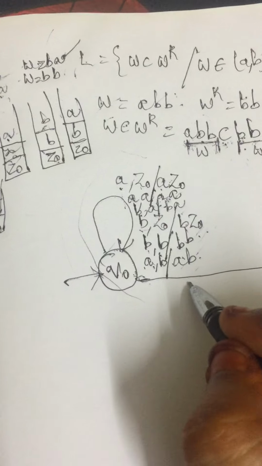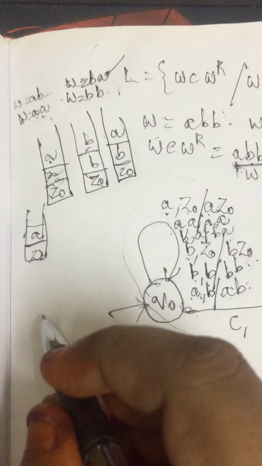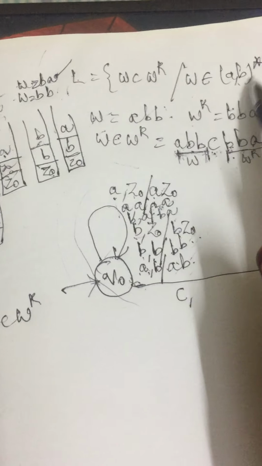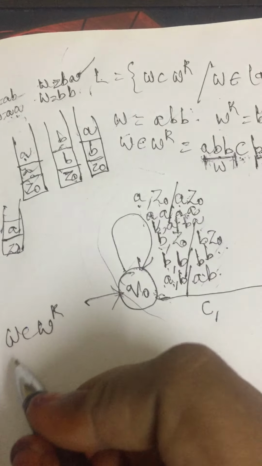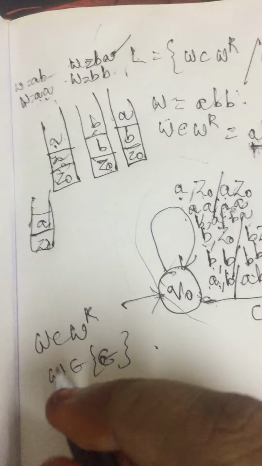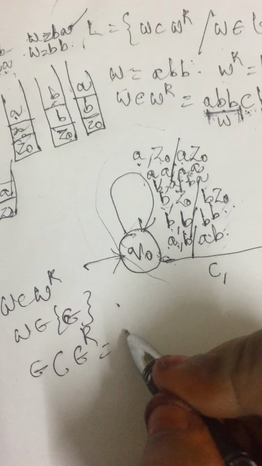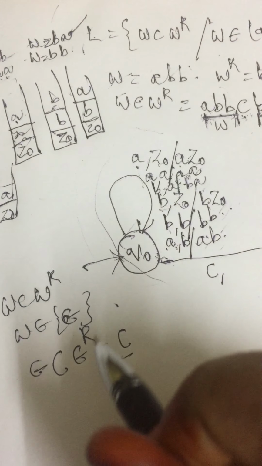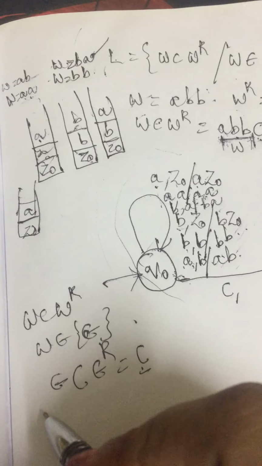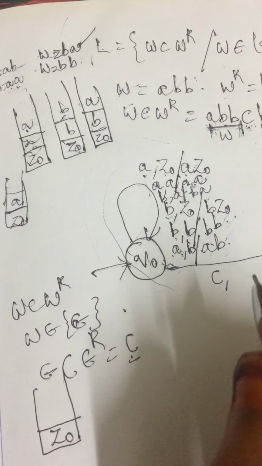So when C appears, here for C also we are going to have 3 scenarios. See here, WCWR, where W belongs to (A, B) closure. Closure in the sense it could be epsilon also. Suppose if W is epsilon, then epsilon C epsilon R in the sense that it's only C. So in this scenario, what will be the top of the stack? When W is epsilon, the top of the stack is Z0 only.